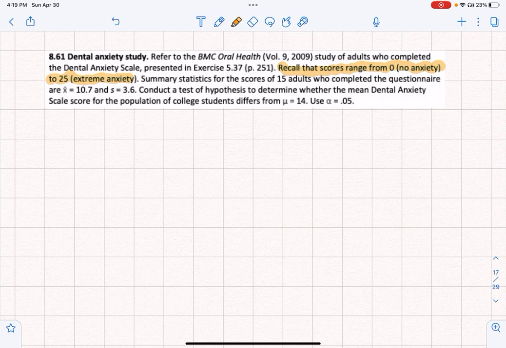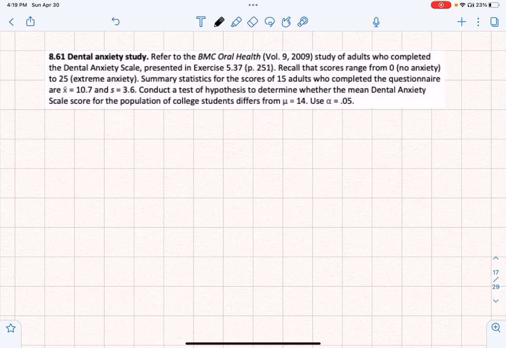Okay, so we took a sample of 15 adults who completed the questionnaire, and we got an average X bar of 10.7 and a standard deviation of 3.6. We want to test whether the mean dental anxiety score for the population differs from 14, use alpha 0.05. Okay.